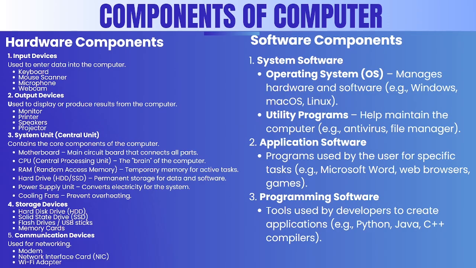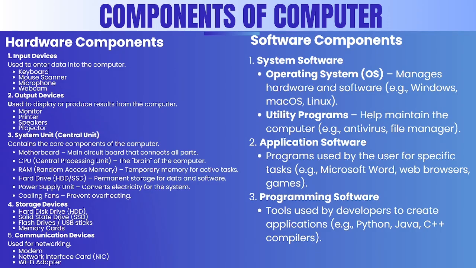We also have output devices. Output devices are devices used to display or produce results from the computer. In output devices, we have monitor, printer, speakers, and projectors. In hardware components also we have system unit or central unit. The system unit or central unit contains the core components of computer.